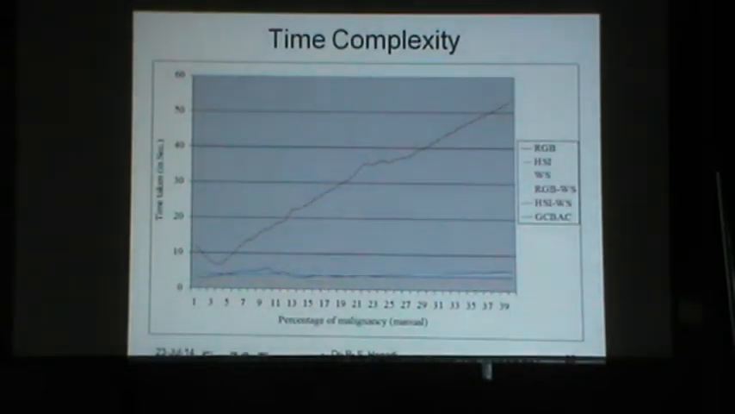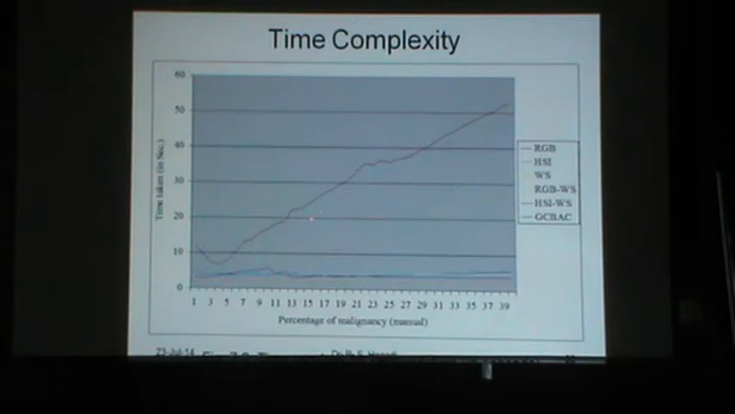When we come to the time complexity, how much time each algorithm took for execution, you can see almost all techniques are independent of the amount of abnormality present in the image. With the variation in the malignancy, with the variation in the abnormal region in the image, almost all techniques require the same time to segment the abnormal region.